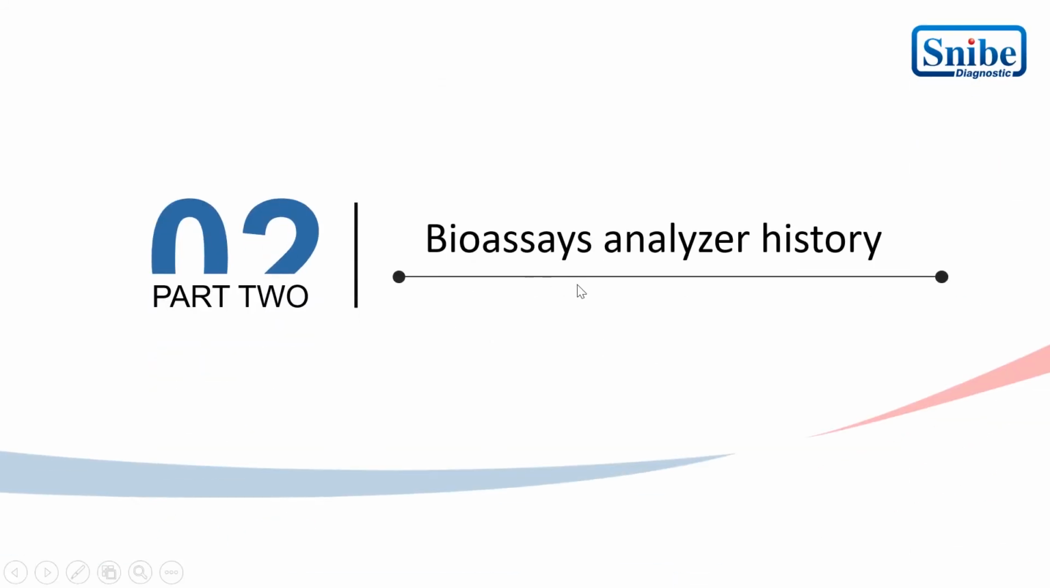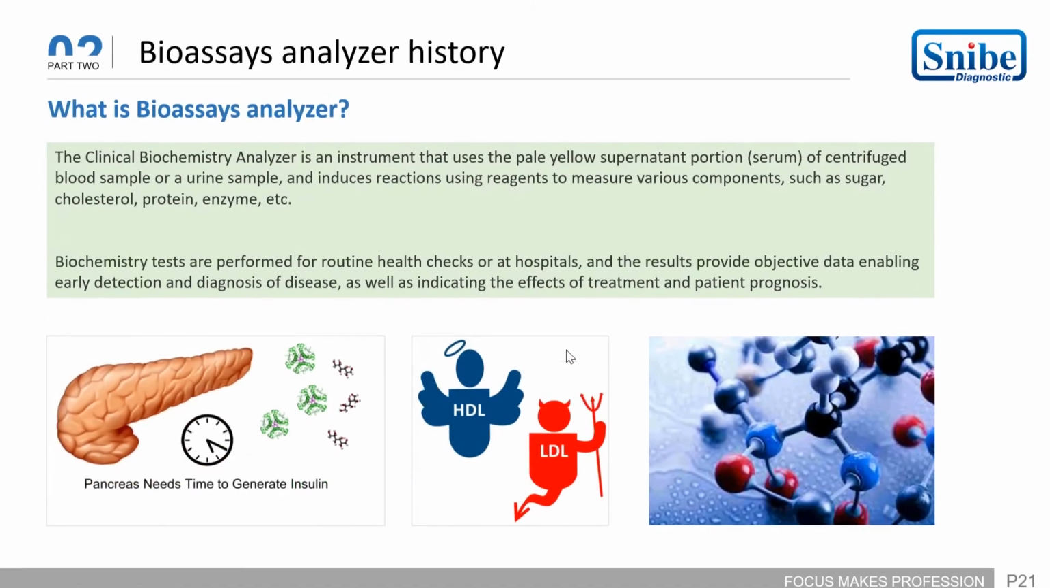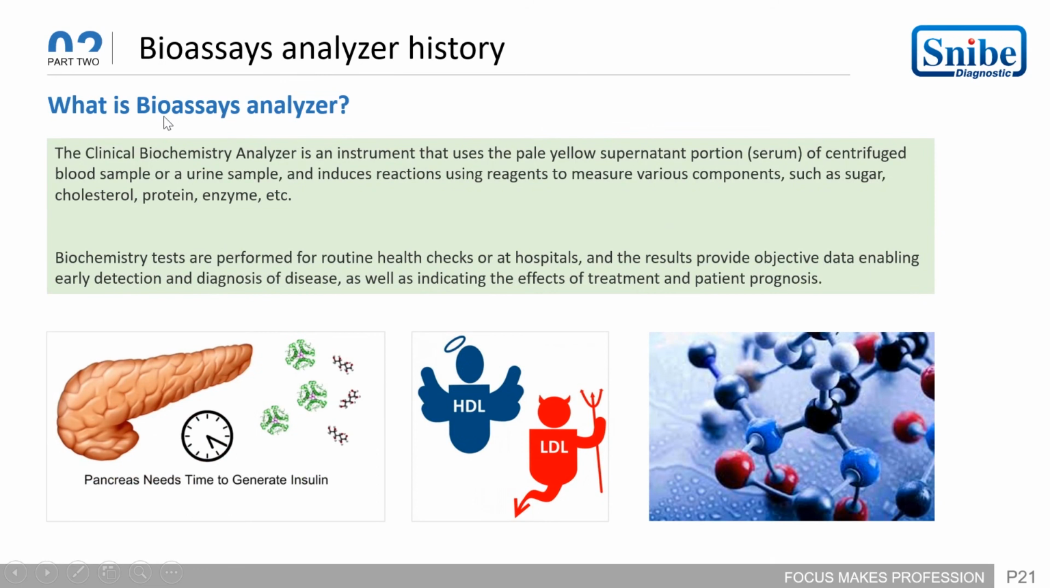Part 2. Biases analyzer history. What is a biases analyzer? The clinical biochemistry analyzer is an instrument that uses the pale yellow supernatant portion of a centrifuged blood sample or a urine sample, and includes reactions using reagents to measure various components, such as sugar, cholesterol, protein, enzyme.